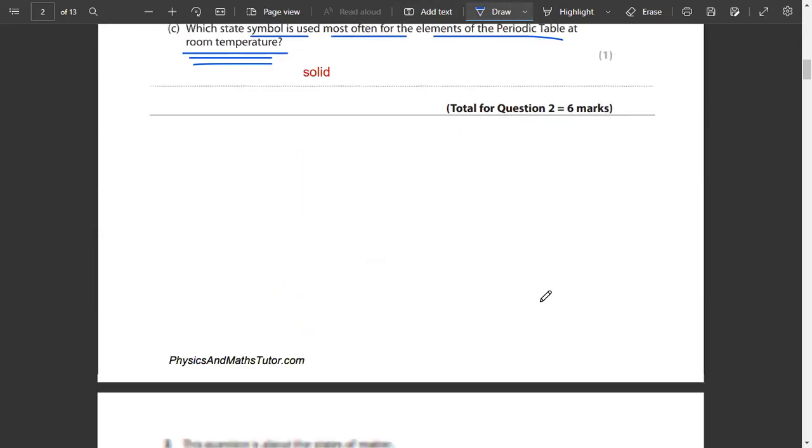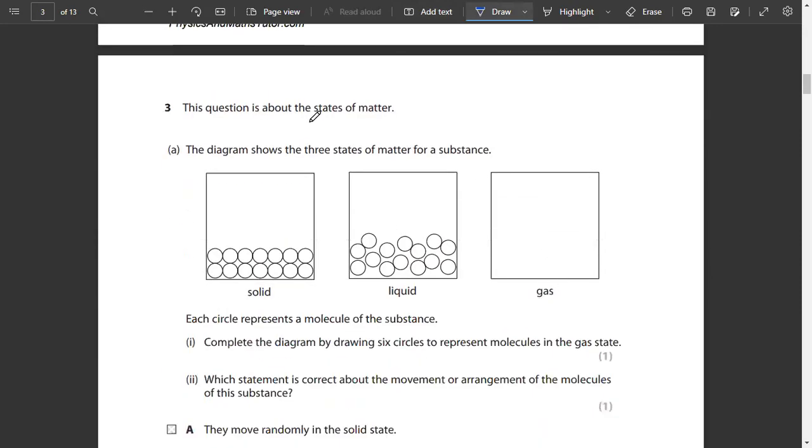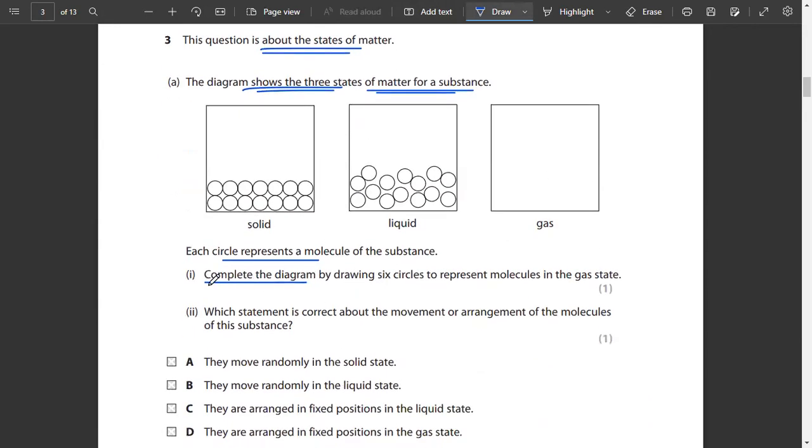This question is about the states of matter. The diagram shows the three states of matter of a substance: solid, liquid and gas. Each circle represents a molecule of the substance. Complete the diagram by drawing 6 circles to represent molecules of a gas. So we draw 6 circles far apart.